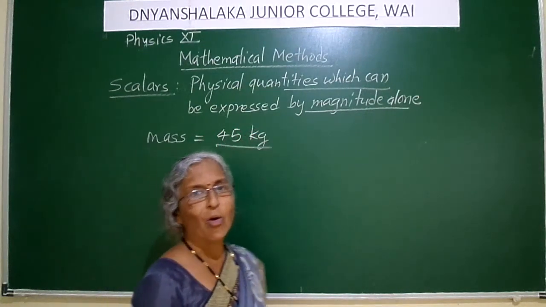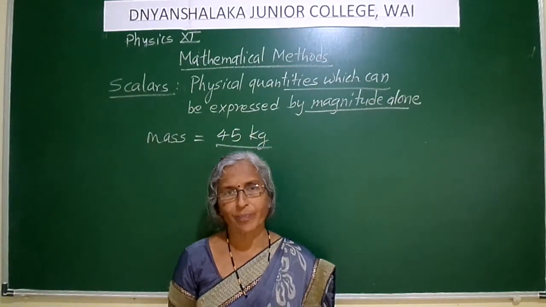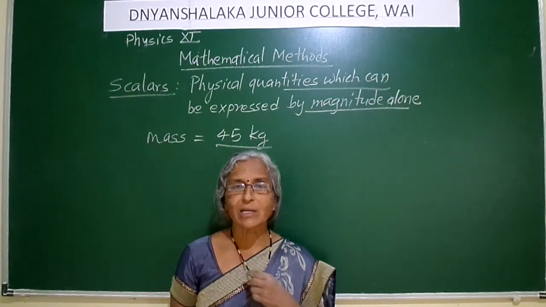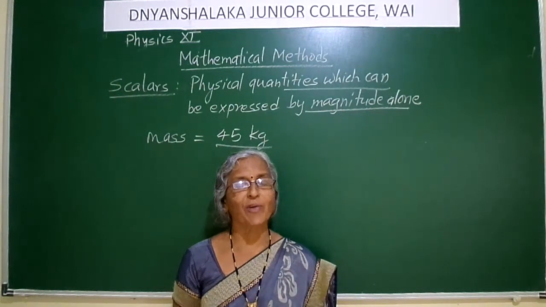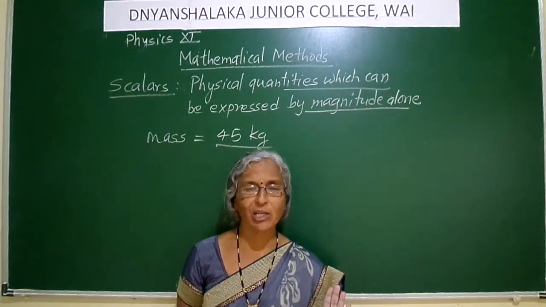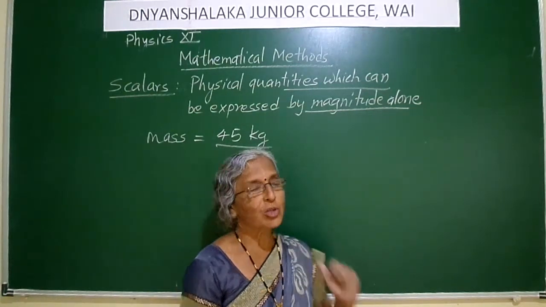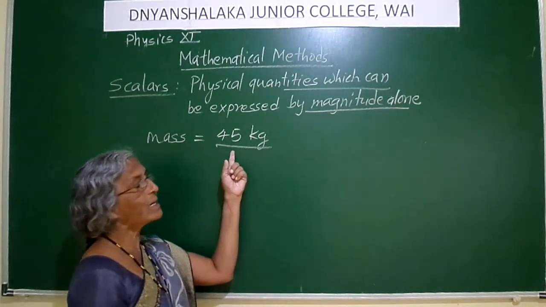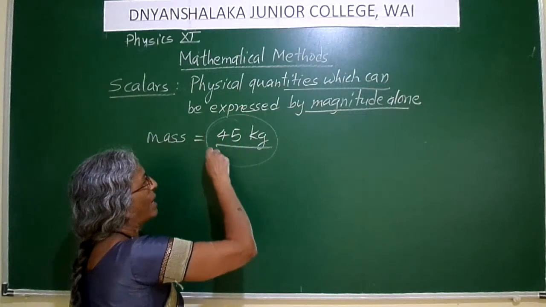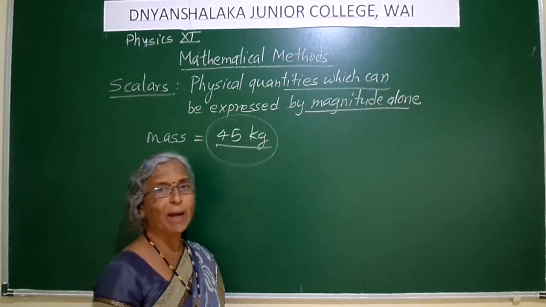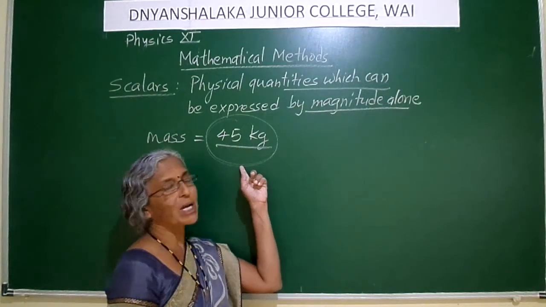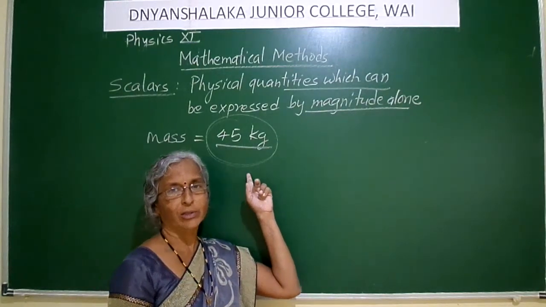And you will say, oh, my mass is 45 kg. But when I say that my mass is 45 kg, is it necessary for me to say 45 kg north, 45 kg south, east, west? Direction देने की जरूरत है क्या? नहीं. So now this mass is completely expressed by giving only the magnitude. This is what is called the magnitude of mass. So only by magnitude it is expressed completely. Therefore mass becomes a scalar quantity.